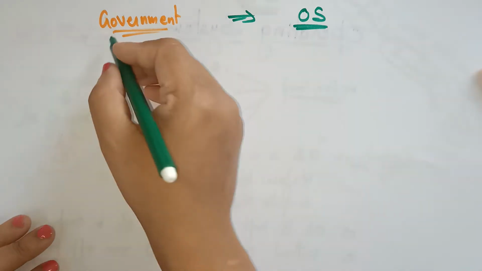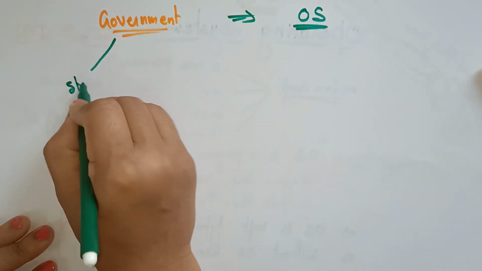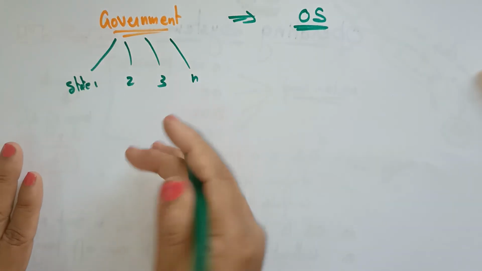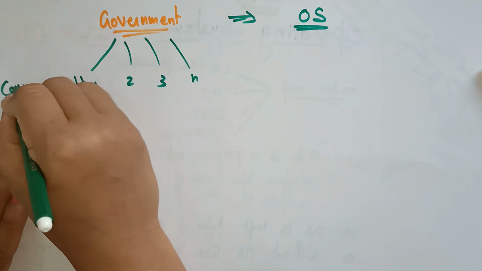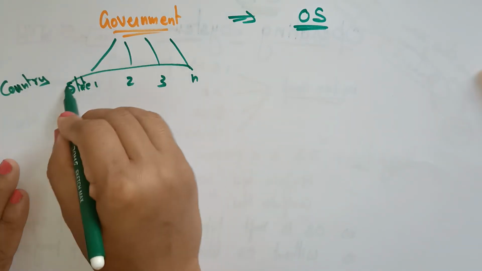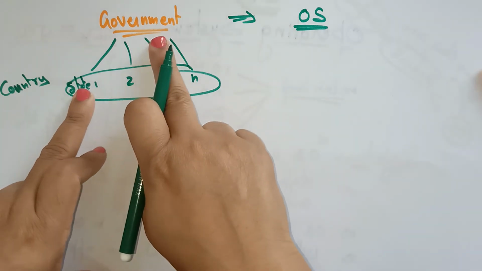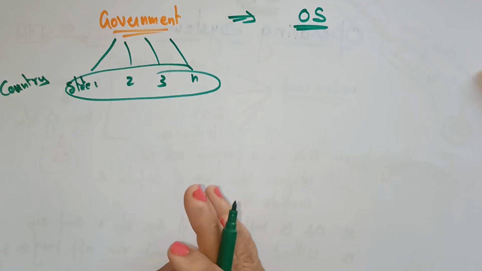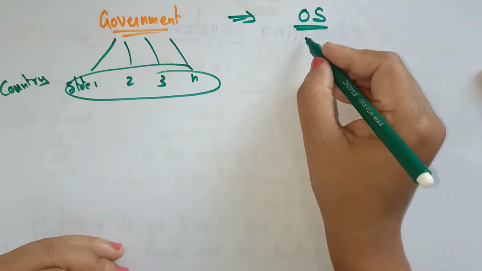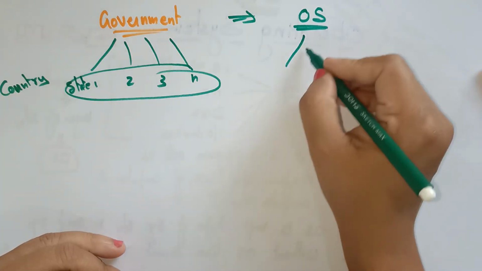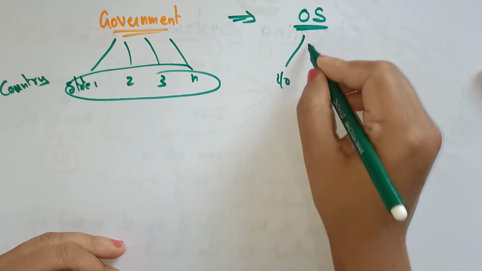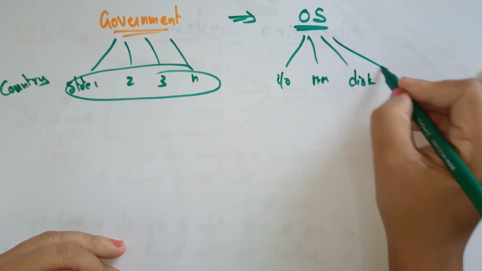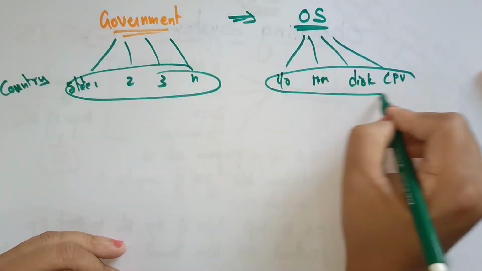The government is controlling all the states: state 1, state 2, state 3. So many states are there in our country. Here the government is controlling, monitoring and helping the country. In the same way, the operating system is controlling the components like IO devices, main memory, disk, processor, and a lot of other components.